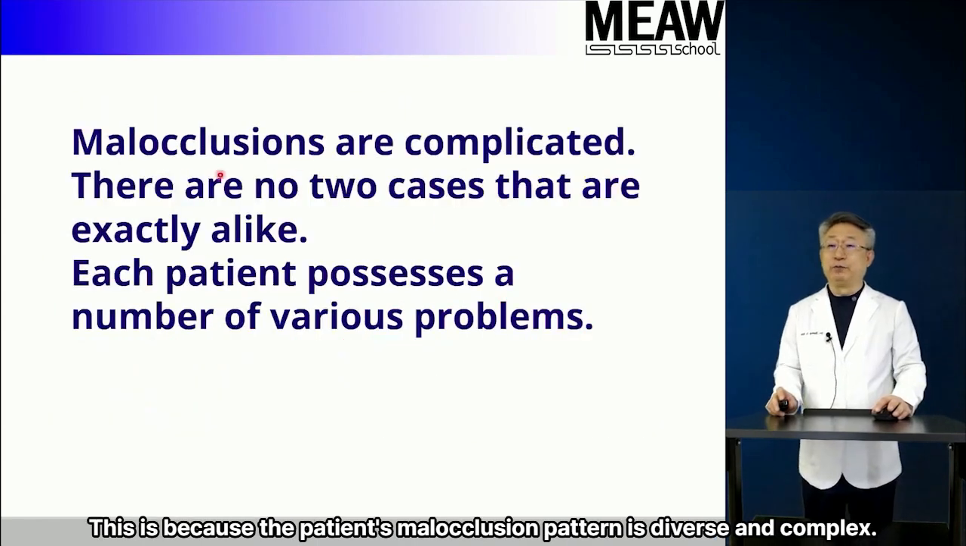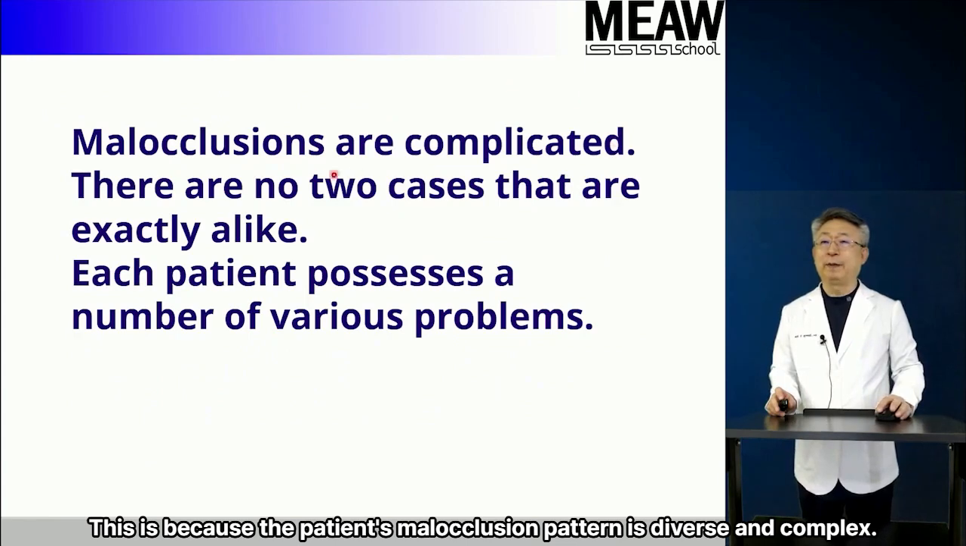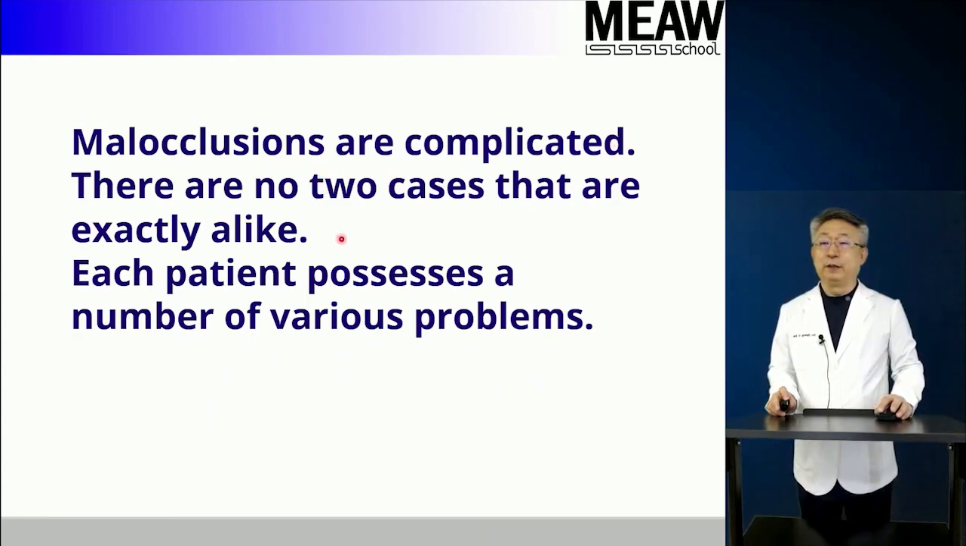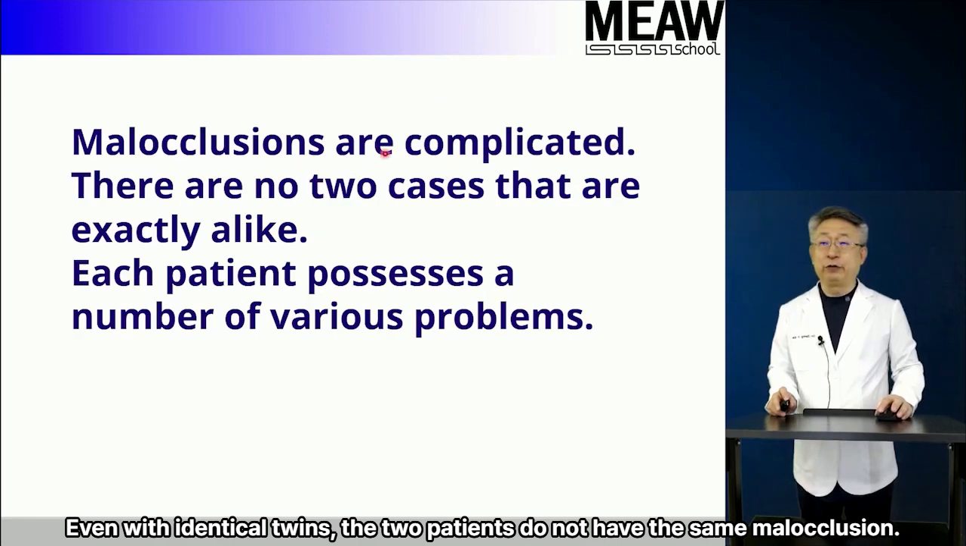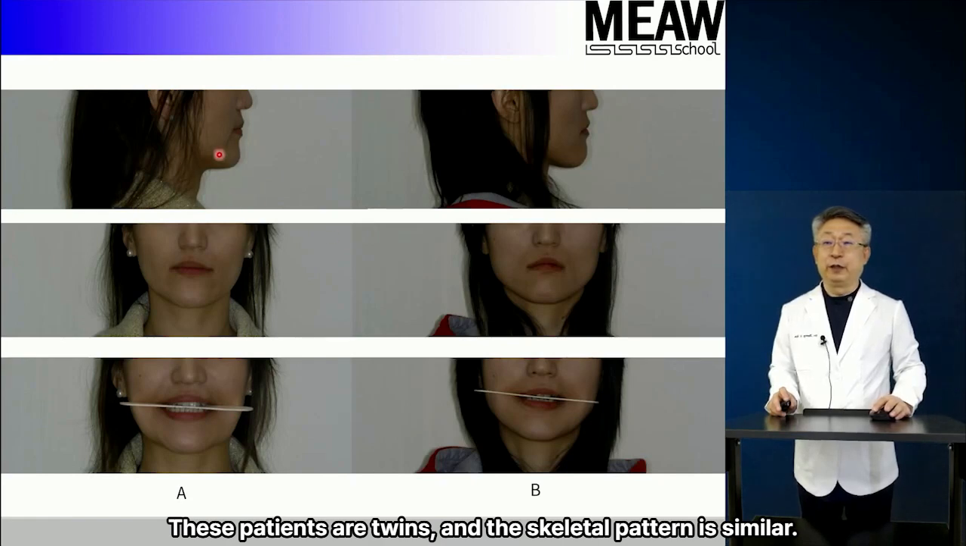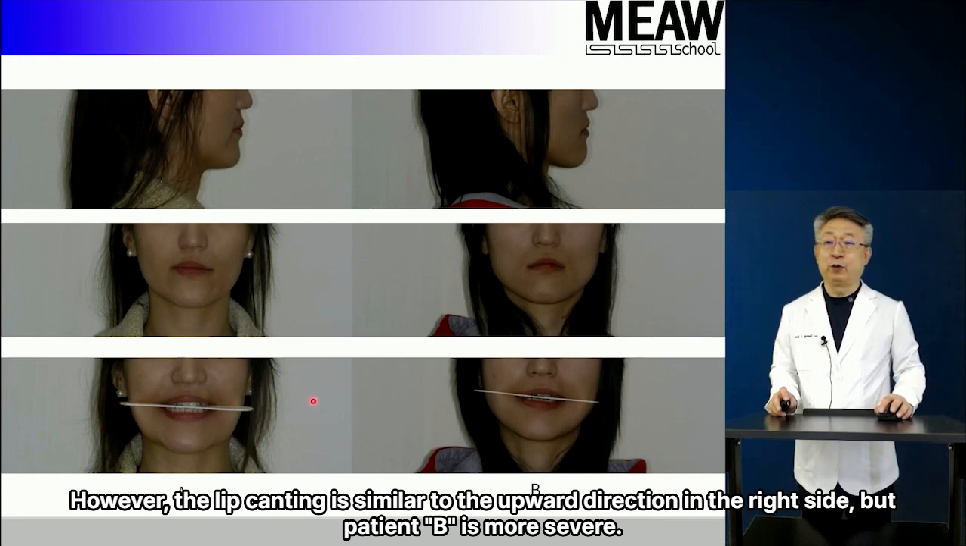This is because the patient's malocclusion pattern is diverse and complex. Even with identical twins, the two patients do not have the same malocclusion. These patients are twins, and the skeletal pattern is similar. However, the lip canting is similar, going upward on the right side, but patient B is more severe.